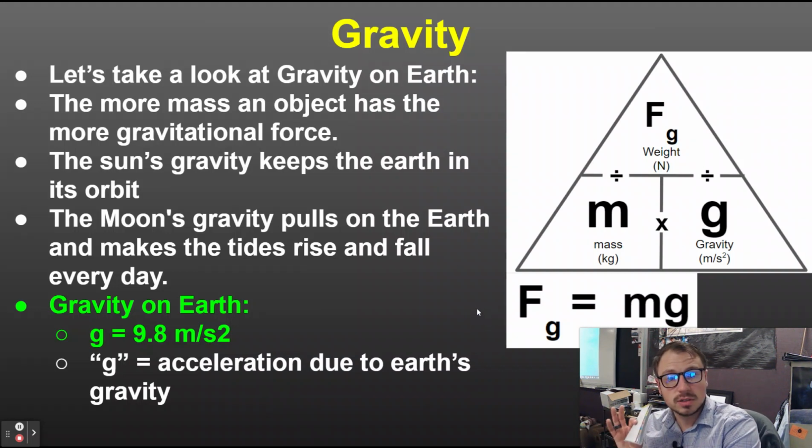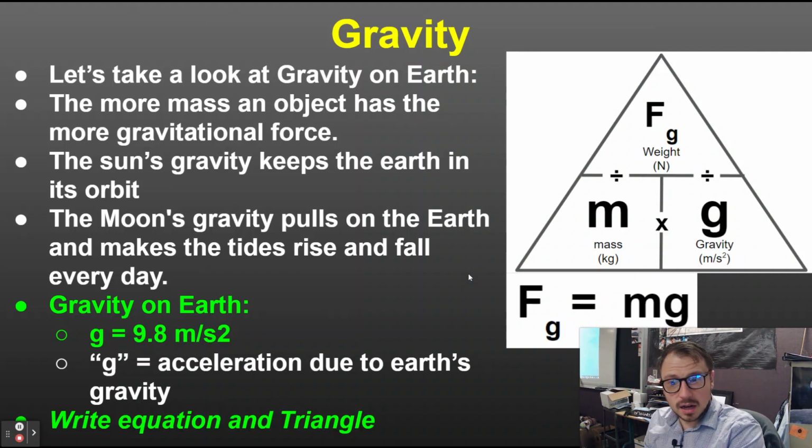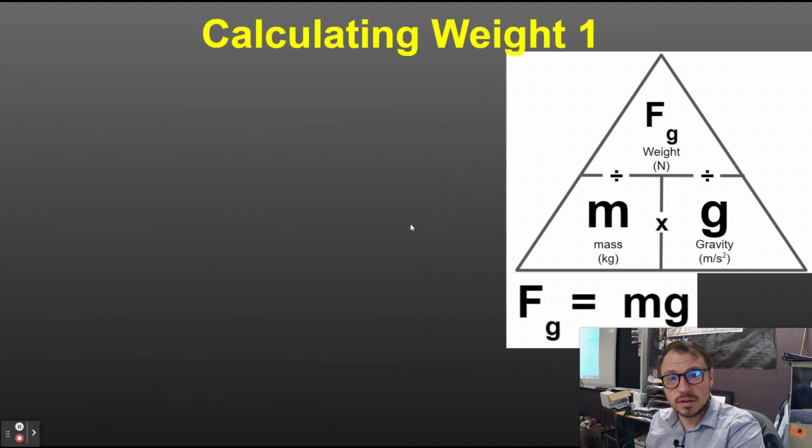Force of gravity, and you notice it's F subscript g. The reason why we don't use W is that later, in another topic, we're going to learn about work. That's why we don't use W. We use force of gravity because that is what weight is. So there's the equation, and that's the triangle that you can use if you're trying to find out how to calculate either of them. So let's just use these to calculate it.